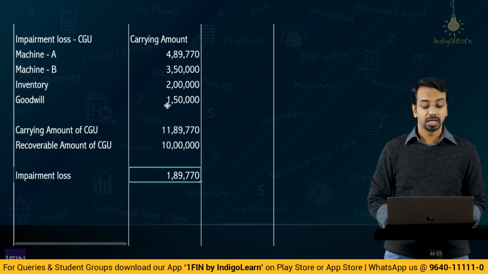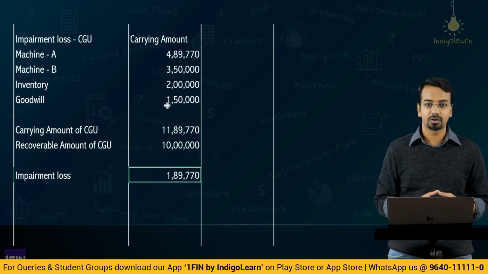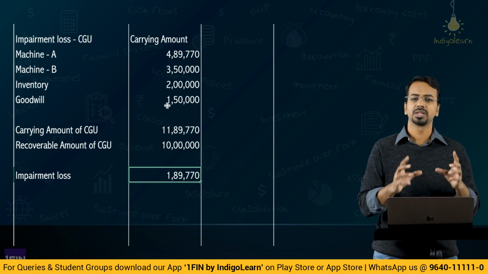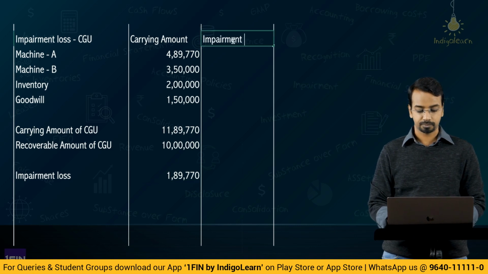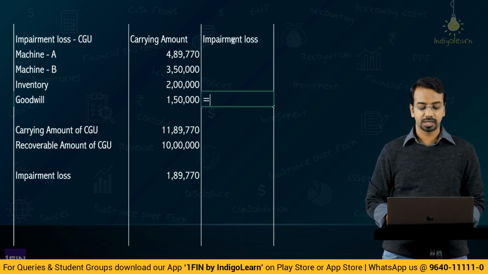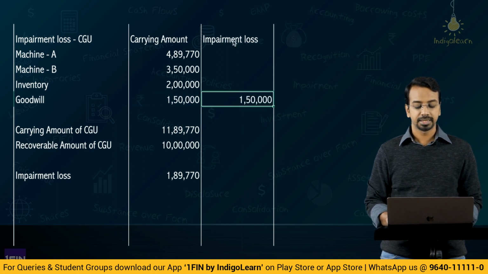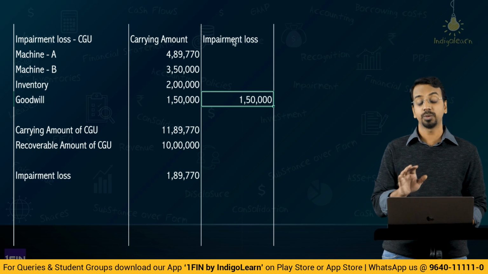Okay. Now, how should we allocate this impairment loss? Which asset should bear this impairment loss? First principle, this impairment loss will be borne by goodwill. So you have to write off goodwill fully. Impairment loss here will be fully written off to the extent of 1,50,000. Entire 1,50,000 of goodwill will have to be written off.